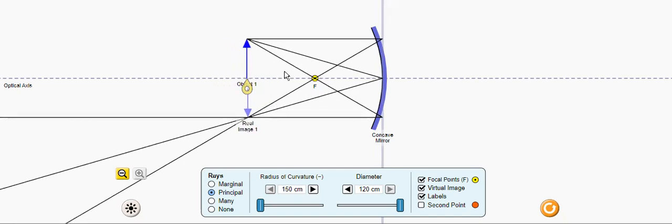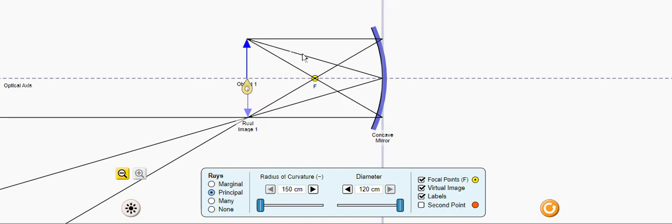You can see here, object is placed at center of curvature. Image is also formed at center of curvature only. And you can use these three rays. When light rays pass parallel to the principal axis, they get reflected through the focus. When light rays pass through the focus, they get reflected parallel to the principal axis.